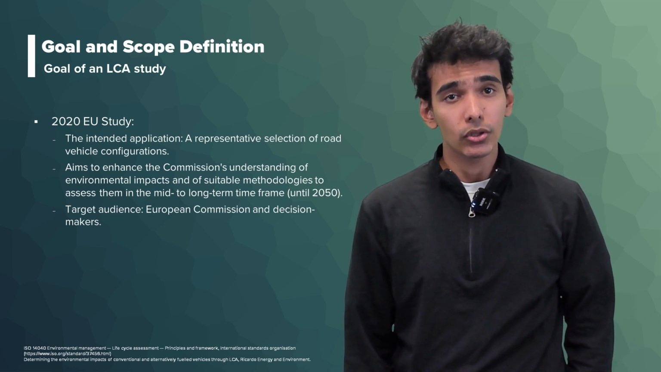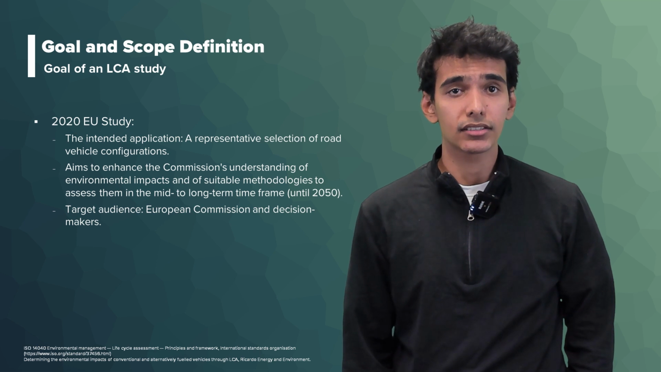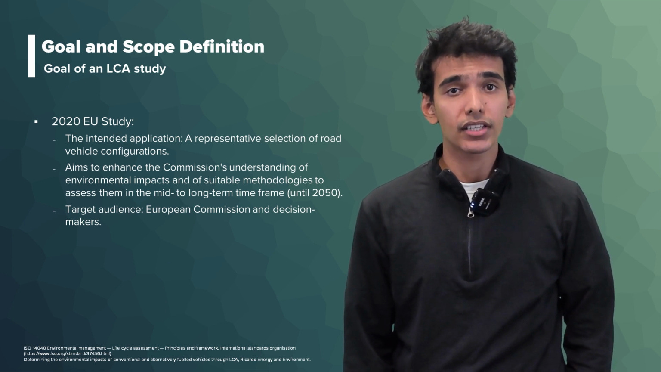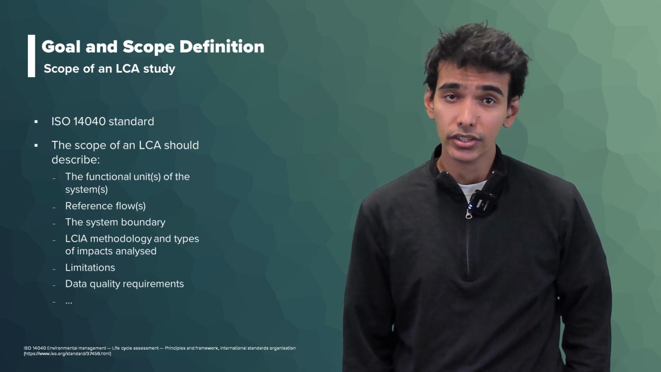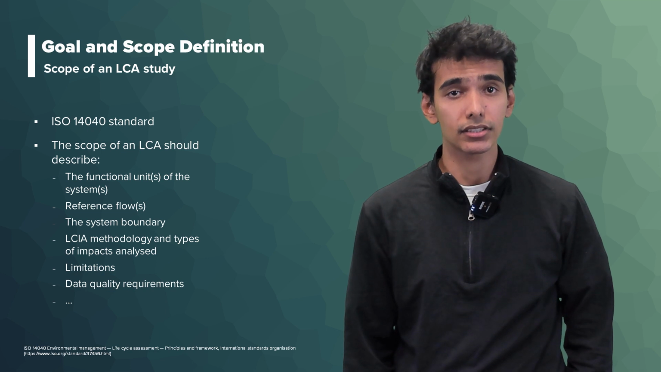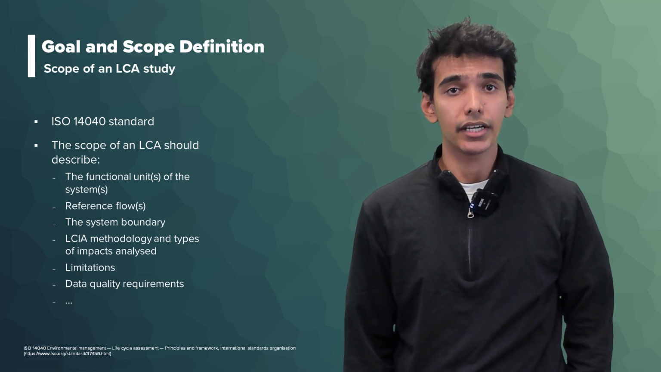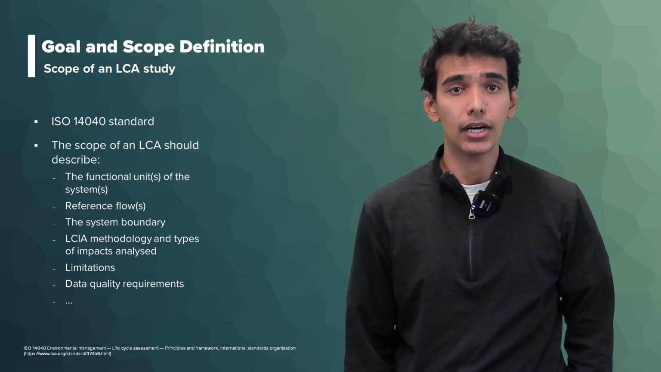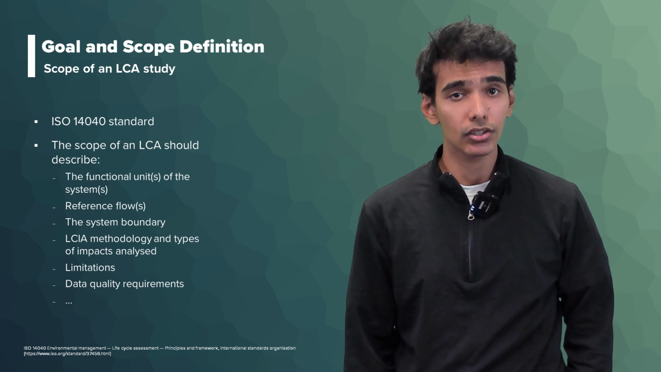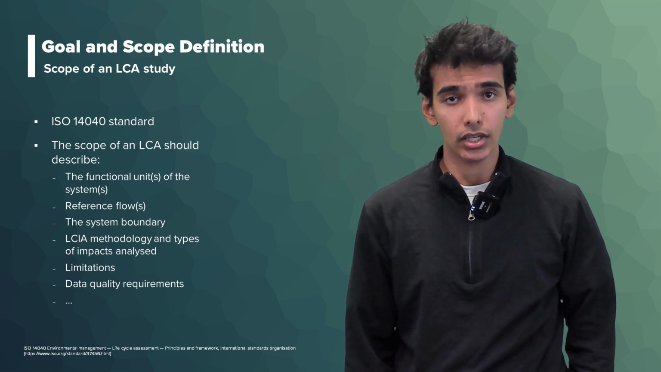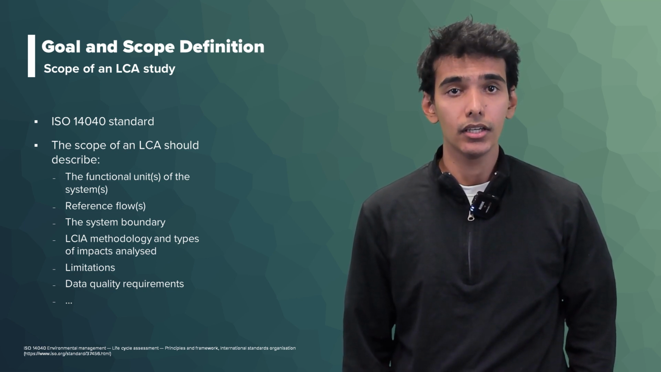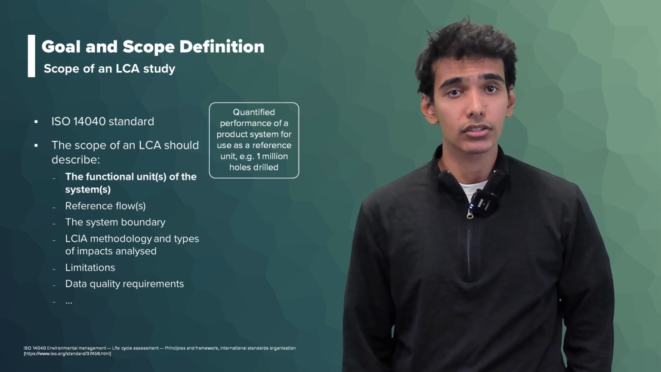Now that we know a little bit about the goal of an LCA study and what exactly it is, we talk about the scope. The scope of an LCA study describes this thing called a functional unit of the system. We will talk about exactly what this is. It also defines reference flows, the system boundary, the LCIA methodology and types of impacts that are being analyzed, potential limitations of the study, and also data quality requirements of your study. So firstly, we talk about what functional units are.